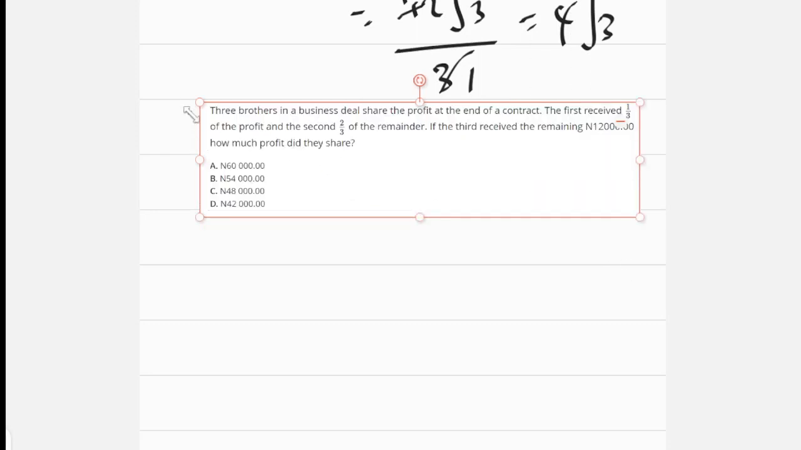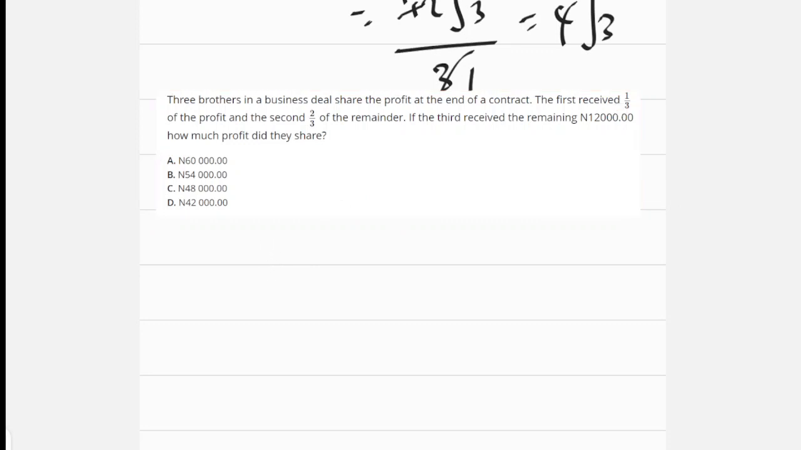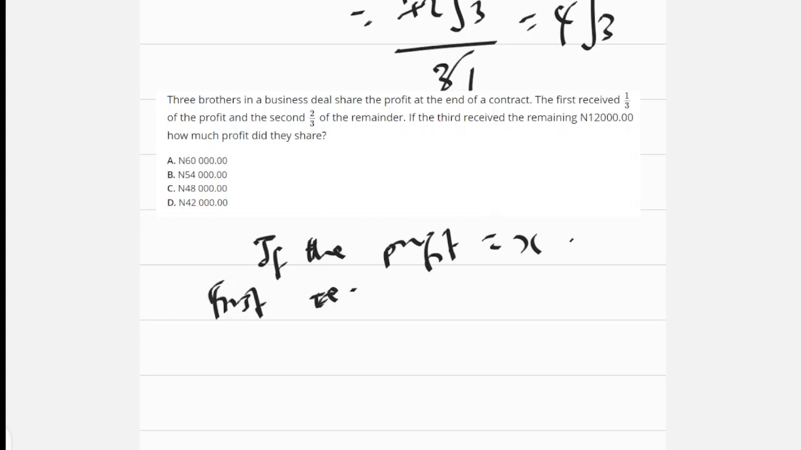So look at this question. You have three brothers in a business deal and they share the profit at the end of a contract. The first received 1 over 3 of the profit. So let me use another dimension here. Let the profit be equal to x. Then the first received 1 over 3 of x. I hope you understand now. And the second received 2 over 3 of the remainder.